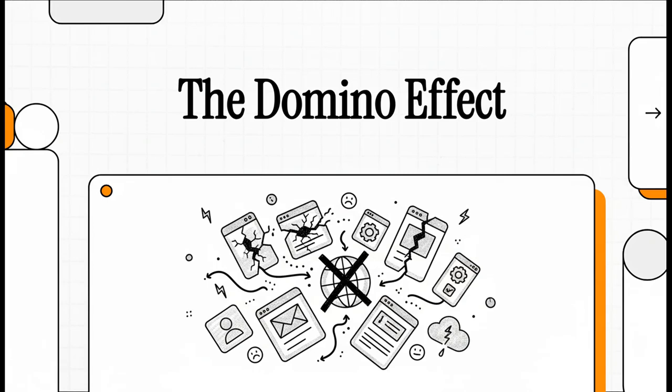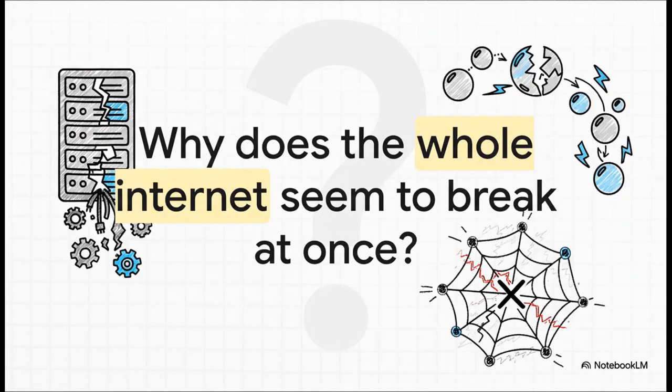You've been there, right? One minute you're working away, the next it feels like half the internet has just vanished. Your apps are down, your favorite sites won't load, everything is broken all at once. It's this huge shared frustration we all have, and today we're going to pull back the curtain and figure out why it happens. So what is going on?